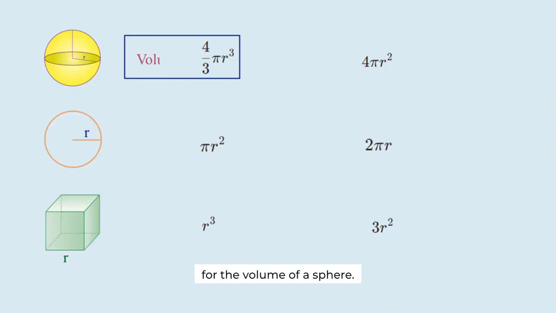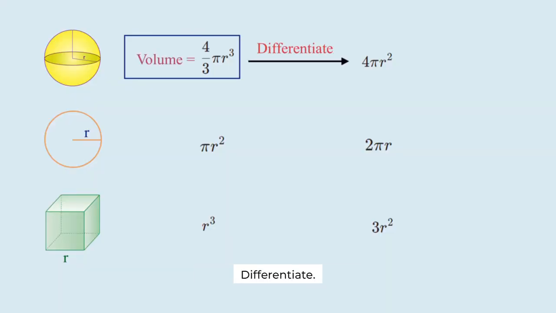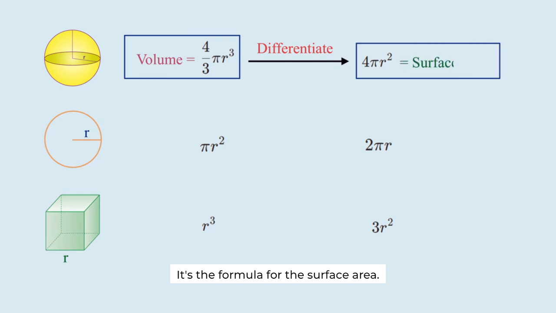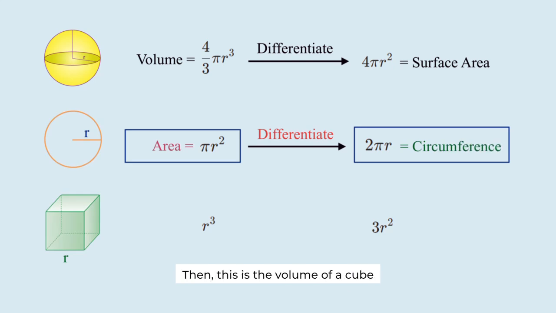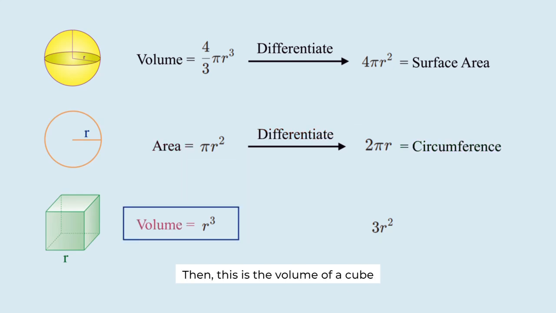Here's the formula for the volume of a sphere. Differentiate. It's the formula for the surface area. This is the area of a circle. Differentiate. It's the circumference. Then, this is the volume of a cube.